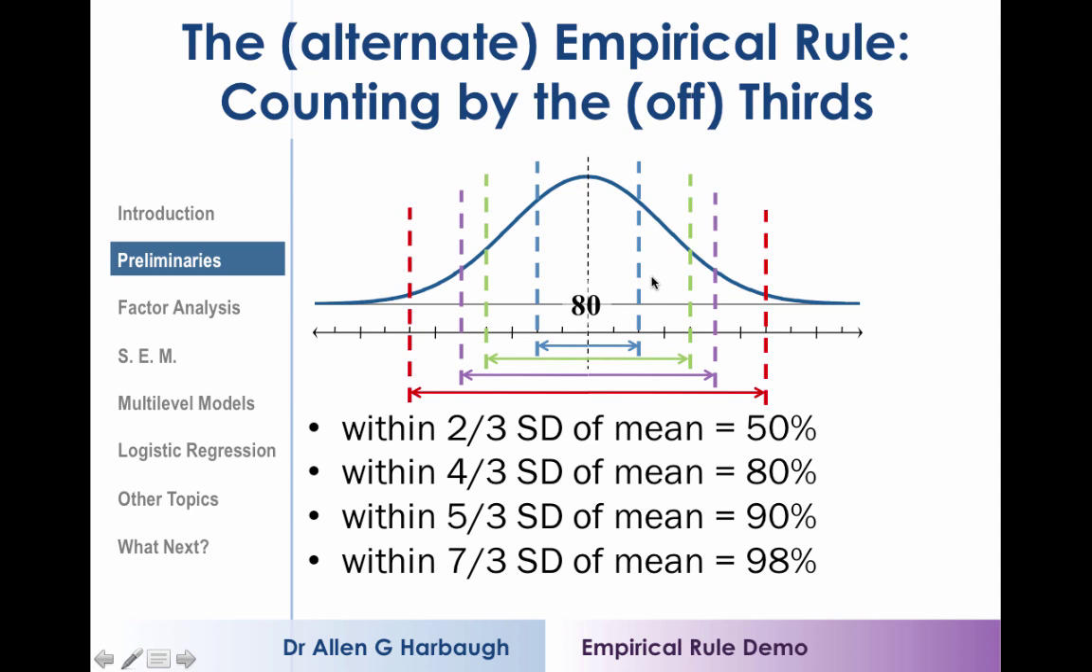So from 80, 85, 90 would be 2/3 of a standard deviation. 95, 100 would be 4/3 of a standard deviation. 105 would be 5/3 of a standard deviation. 110 and 115 would take me to 7/3 of a standard deviation. Going in the other direction, we would have 70, 60, 55, and 45. Again, 60 is 4/3 of a standard deviation below 80. 4/3 of 15 would be 4 times 5, which is 20, and we see that 60 is 20 drivers below 80.